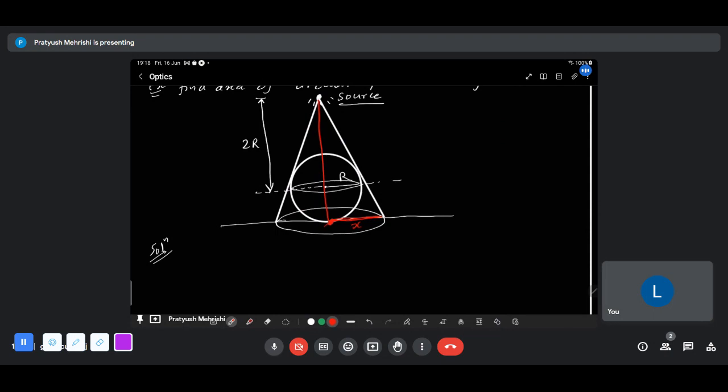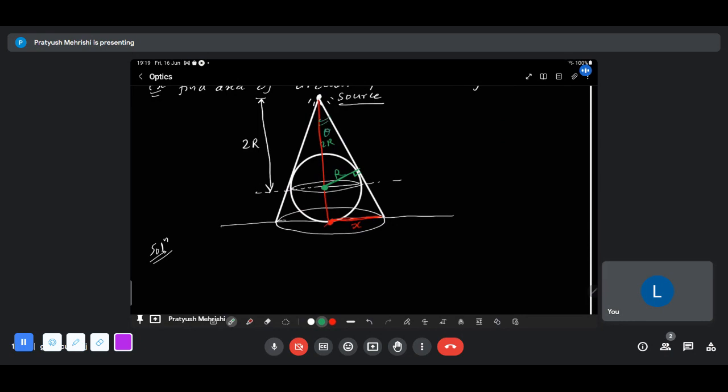Now clearly we have two triangles. If you join this line, this line will be perpendicular to the tangent, is it not? Yes, it will be perpendicular. This distance is 2r. This is a perpendicular. This distance is x. And this green distance is r.